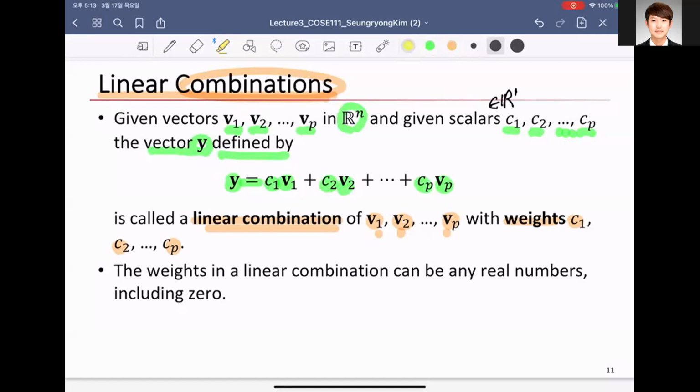One more thing is that the weights in a linear combination can be any real numbers, including zero. For example, y = root 2 v1 + 1/2 v2 + 0 times v3 is still a linear combination of v1, v2, and v3. Okay, this is a linear combination.